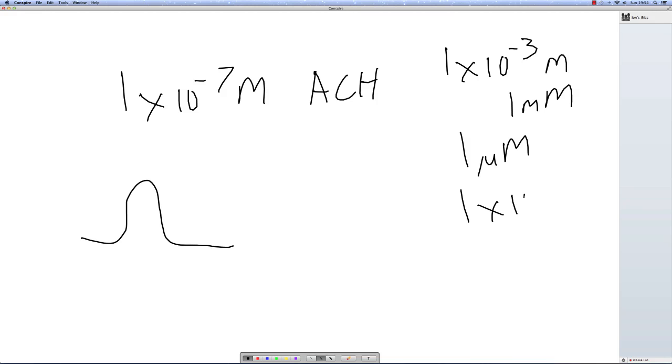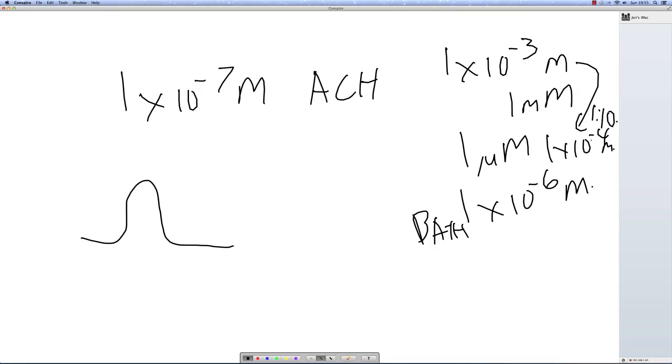1 times 10 to the minus 6 molar. So you want 1 times 10 to the minus 6 molar of morphine inside the bath. So similarly, as you did with ACH, you need to make a dilution from your stock, which is 1 times 10 to the minus 3, down to 1 times 10 to the minus 4 molar. So it's a 1 in 10 dilution. And that's the concentration of morphine you're going to use.